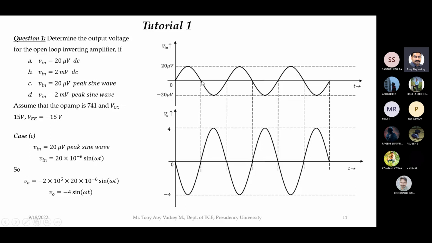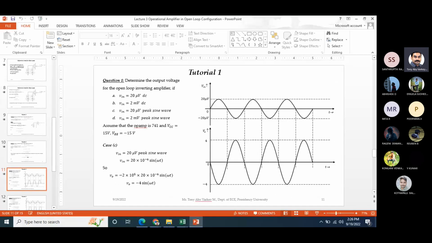So whatever value was here has come here. The phase has shifted, and whatever was here has come here. So it has moved 180 degrees. That is why it is called a 180-degree phase shift. So when I apply a 20 microvolt peak sine wave, I get a sine wave itself. I'll just quickly show you that.